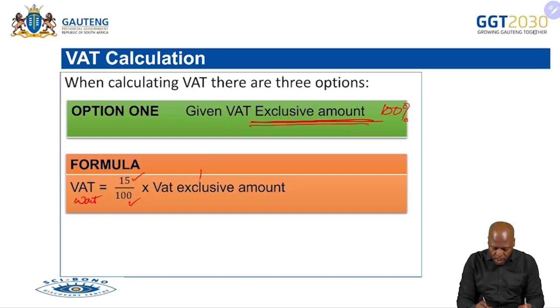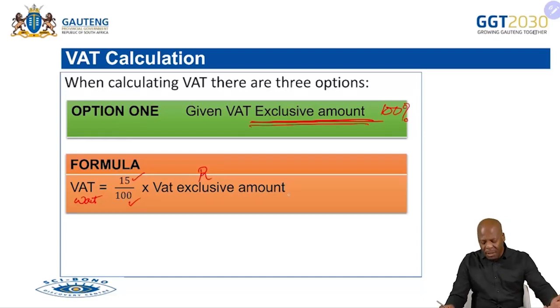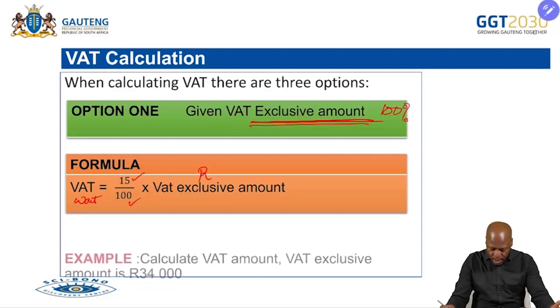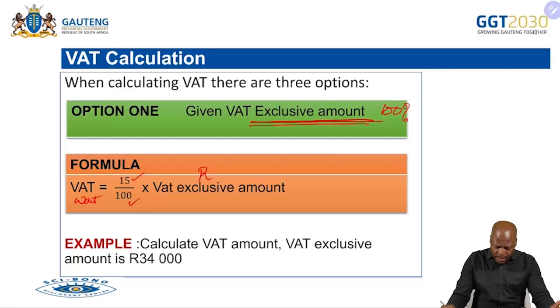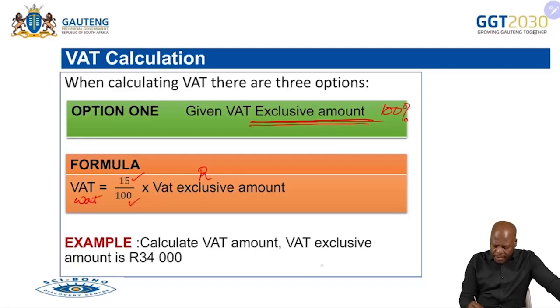Now, this one, remember, it will be in rands. It is very important that you understand this method, because most times in the exam, if you're given a VAT exclusive amount, you have to use this method. Let's see here. They gave us an example. It says calculate the VAT amount, and they gave us a VAT exclusive amount of 34,000.